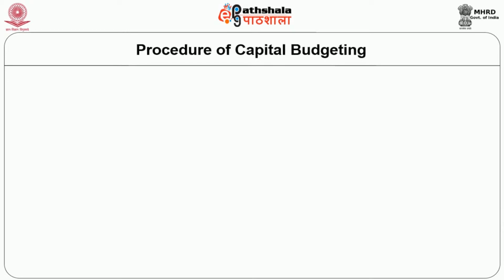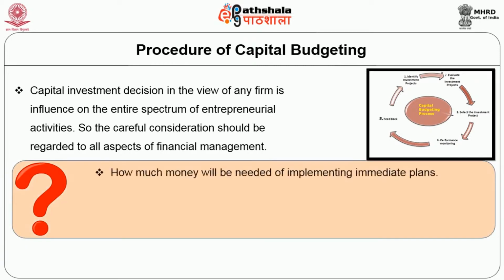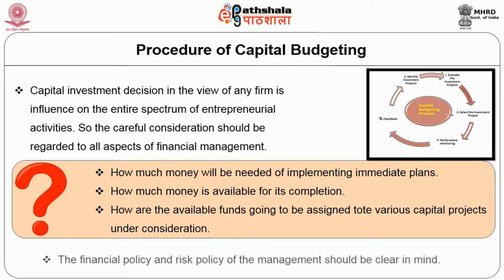Procedure of capital budgeting. Capital investment decisions in any firm influence the entire spectrum of entrepreneurial activities, so careful consideration should be given to all aspects of financial management. In the capital budgeting process, the main points to keep in mind are how much money will be needed for implementing immediate plans, how much money is available for its completion, and how the available funds are going to be assigned to the various capital projects under consideration. The financial policy and risk policy of the management should be clear in mind before proceeding to the capital budgeting process. The following procedure may be adopted in preparing the capital budget.